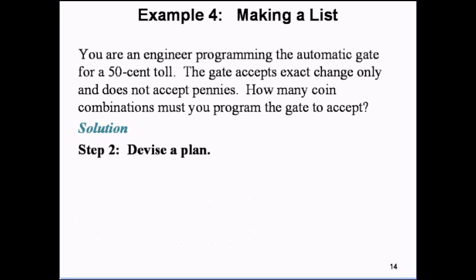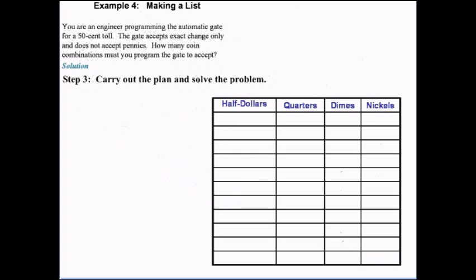Okay, so we're going to devise a plan, and for me, my plan is I'm going to make a table. There's my table. I drew that real fast. If I use a half dollar, don't I already equal 50 cents? Yes. So there's none of these, none of those, and none of those. So that's one combination. Now if I don't have a half dollar and I use 2 quarters, that's another combination.